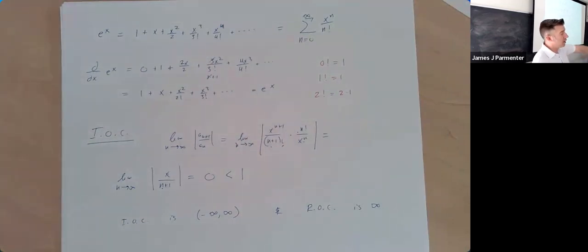I will say there are other functions, notably sine and cosine, that also have an interval of convergence that is everything. Those are probably the three main ones that we see. Sine, cosine, and e to the x all have an interval of convergence that is all real numbers.